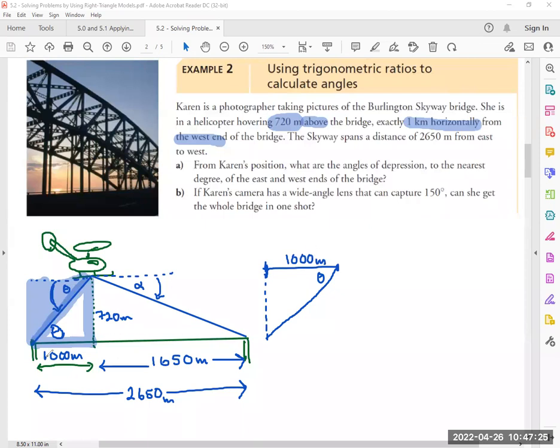Why? Because the base of this triangle is also 1,000. We can make the argument that this and that are exactly the same. You can also make the argument that the height, the vertical distance of the helicopter from the bridge, is the same as this edge right here. So I know that this is going to be 720 meters. Yes?